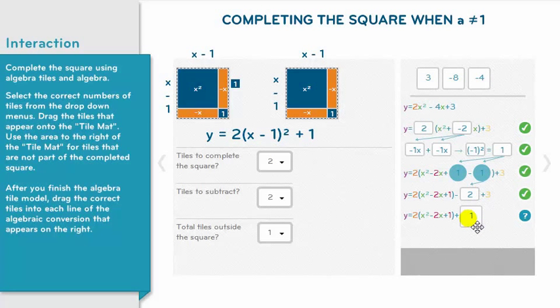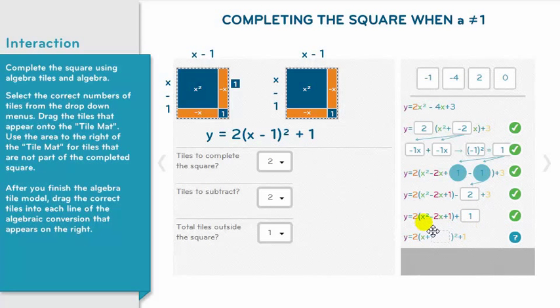And we're finally ready to complete our square. x squared minus 2x plus 1 is equivalent to x plus negative 1, like so, all squared. As you can see, our simplified solution for either of these is y is equal to 2 all multiplied by x minus 1 all squared plus 1.